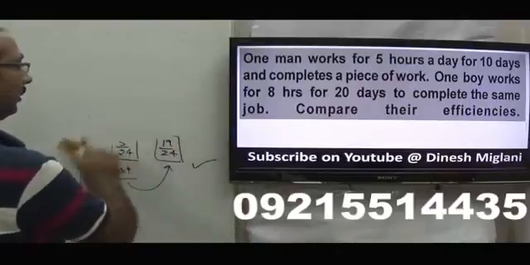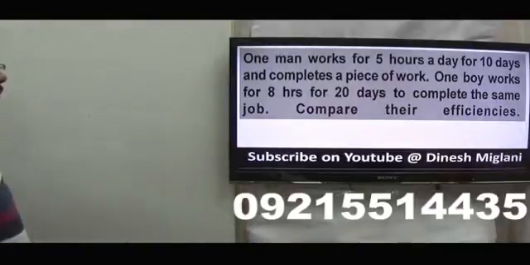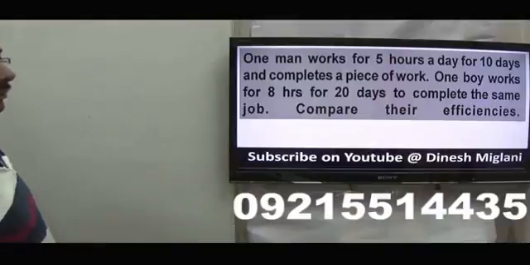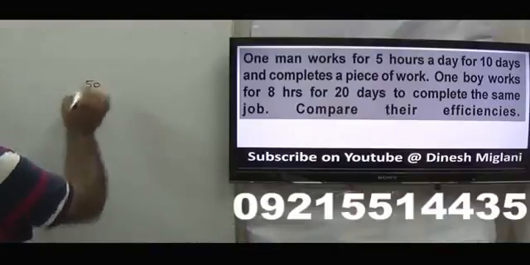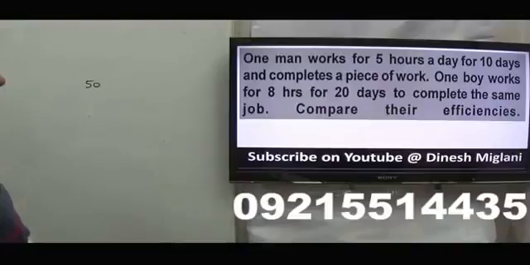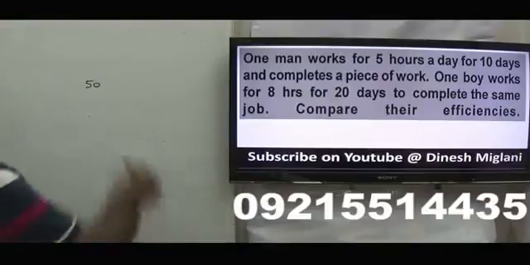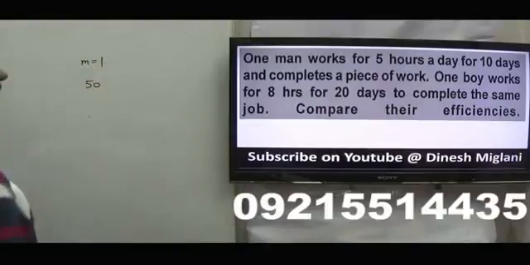Let us take the next question here. It is given that one man works for 5 hours a day for 10 days and completes a piece of work. One boy works 8 hours a day for 20 days. Compare their efficiency. What I can say is, let us say one man's one hour work is 1, right? It means in one day he works 5, and in 10 days he works 50. Okay. Now work is equal to 50. In that case, man's one day work is 1.